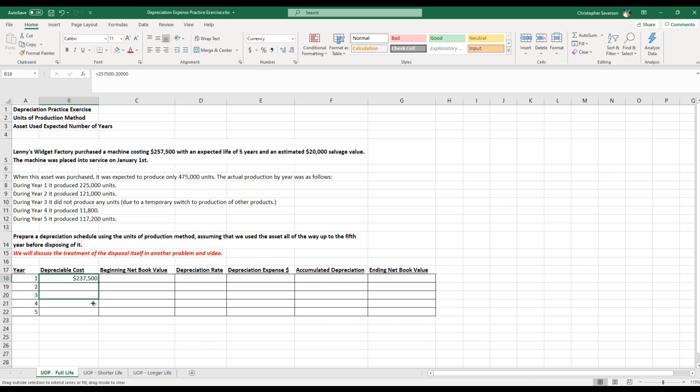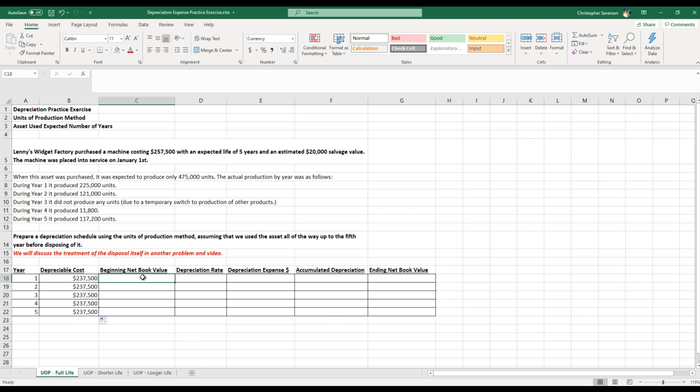Doesn't matter what method you're using, it's going to be the historical cost minus its salvage value. So we can carry that down. That's every single year. For the straight line and units of production methods of depreciation, this is what you want to multiply by your rate or divide by your number of years if you're using straight line. So we will need this in just a bit.